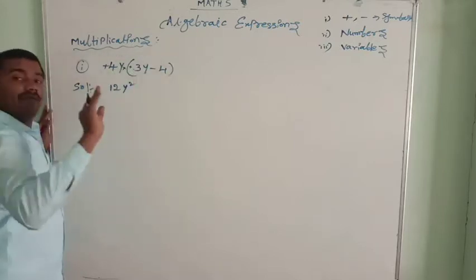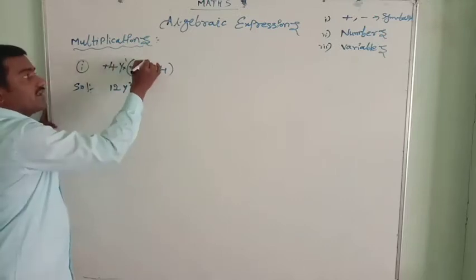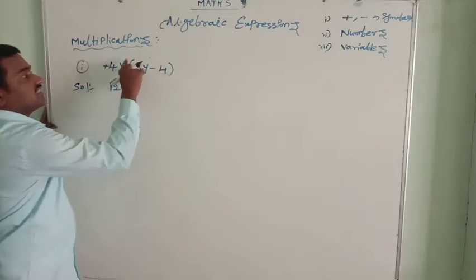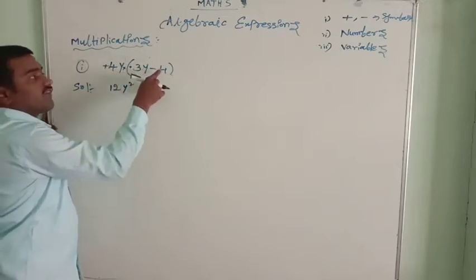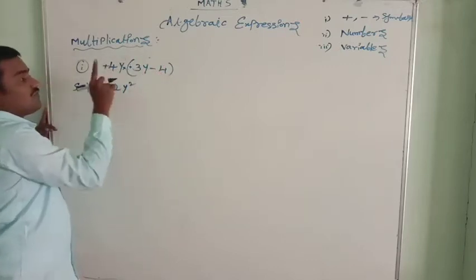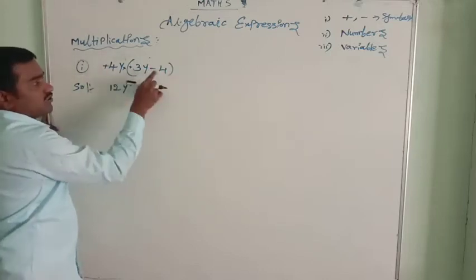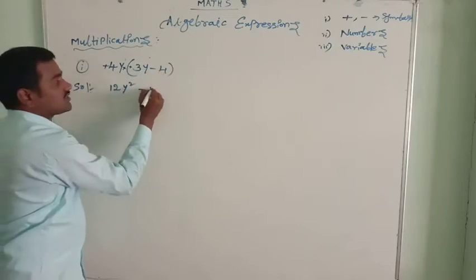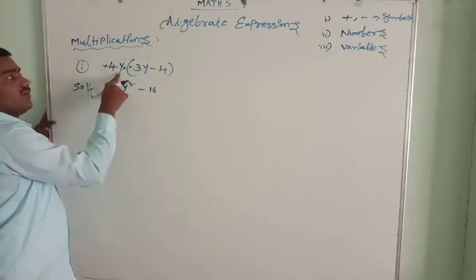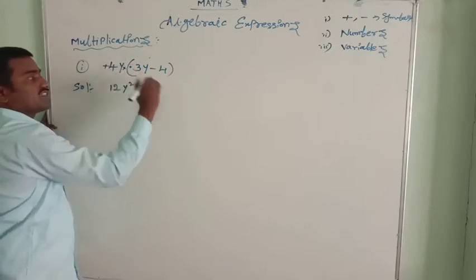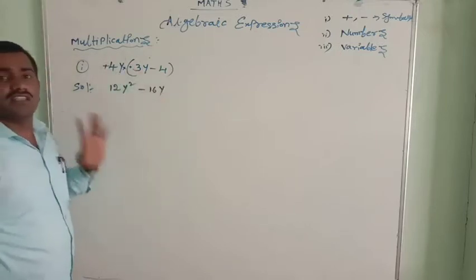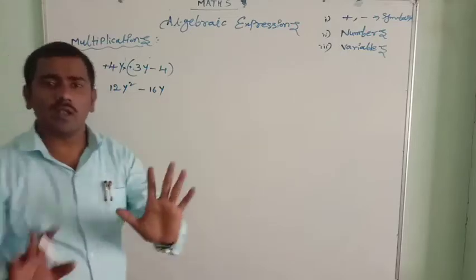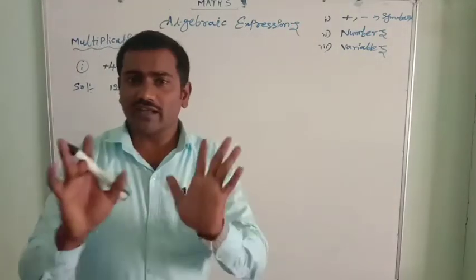y into y. How many y's are there here? 1. Here how many y's are there? 1. 1 plus 1, 2. So y square. Next, this 4y is also multiplying this minus 4. So first symbols, plus into minus is minus. Next numbers, 4 into 4, 16. Next variable. Here there is no variable, so write the same variable here. Simple. This is the answer: 12y square minus 16y is the answer. If you follow this method, it is very simple.